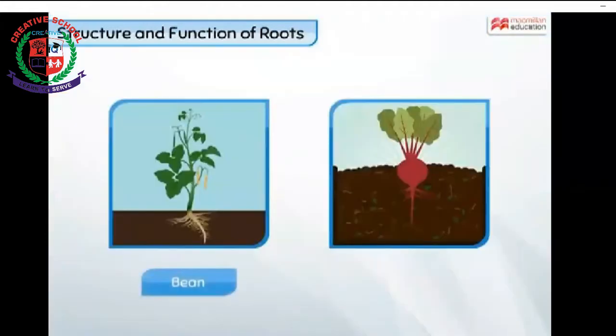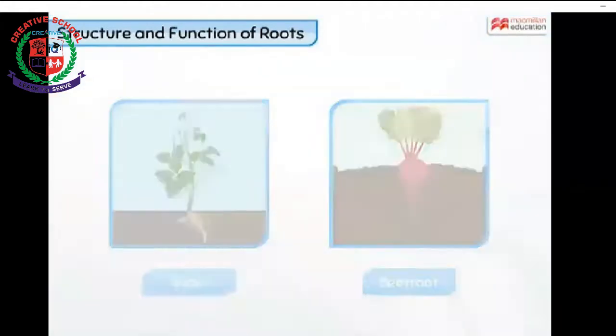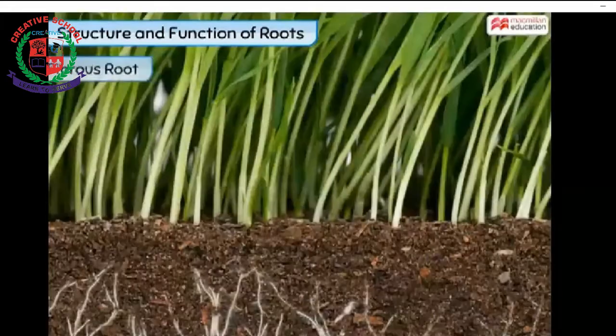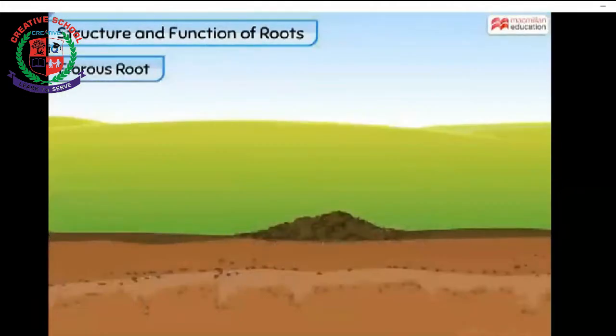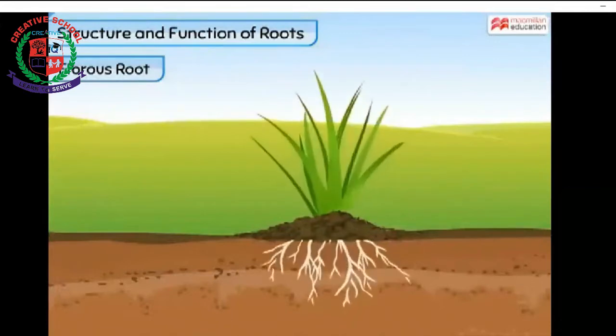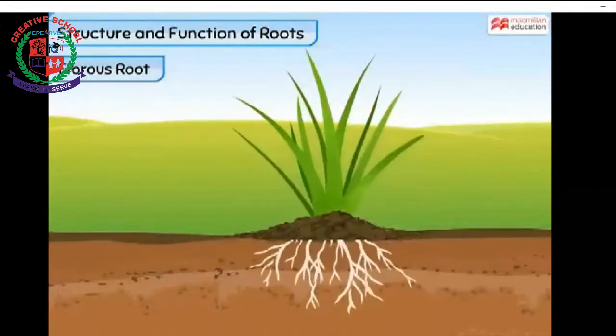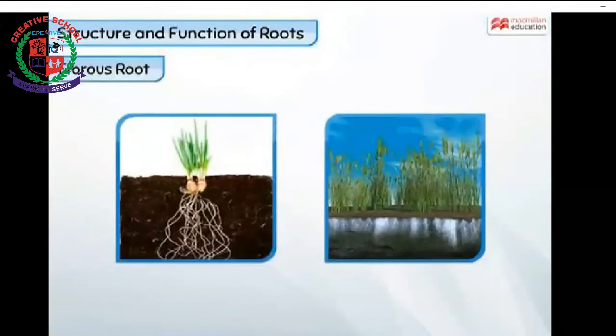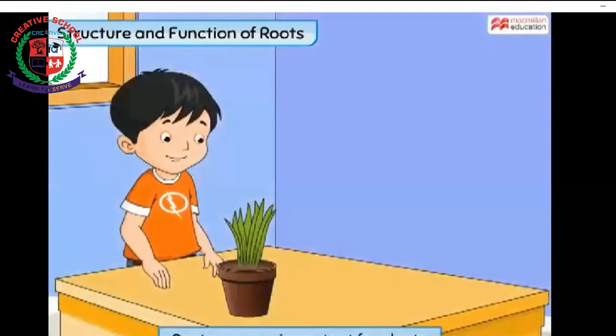Similarly, see these two plants. Can you see the difference? There is one main root and the smaller roots are growing by the side. But in fibrous root, there is a cluster of roots. You can see the cluster of roots. There is not only a single main root. So many roots are growing under the soil, which is a fibrous root. This type of cluster root is called fibrous root. The examples of fibrous root are onion, grass and so on.